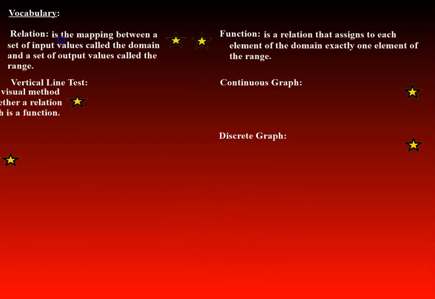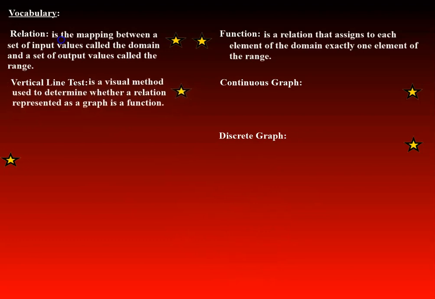Vertical line test. Vertical line test is a visual method used to determine whether a relation represented as a graph is a function.